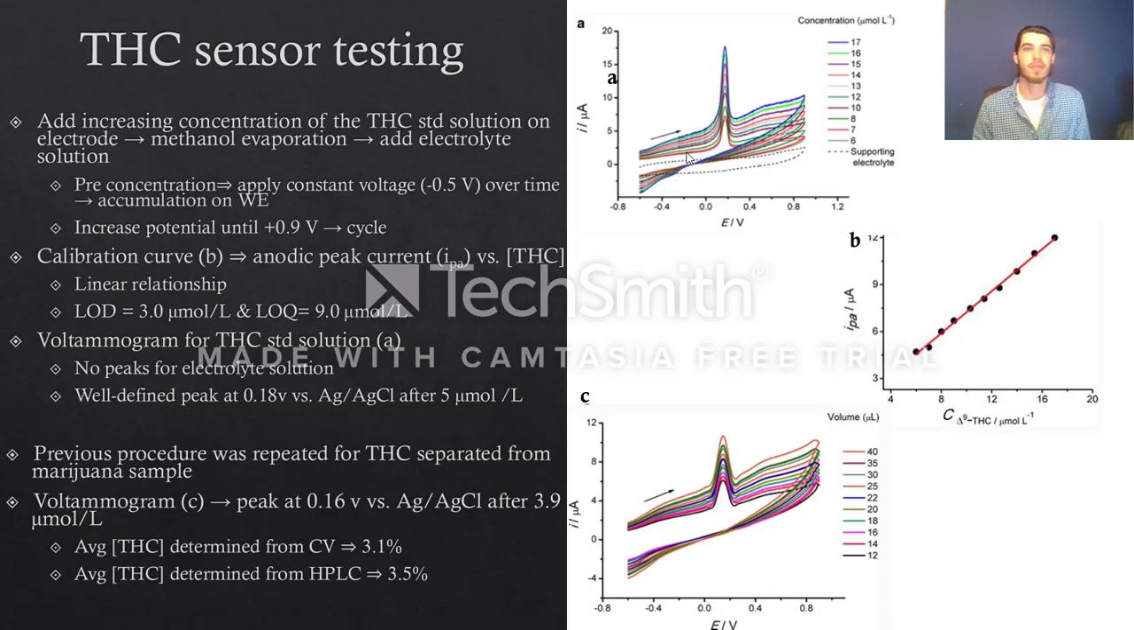the THC molecule. The previous procedure was repeated for the analysis of THC separated from the marijuana samples. The graphs from the addition of the extracted THC showed similar behavior to the standard solution, with a well-defined anodic peak at 0.16 volts versus the silver chloride reference electrode after the addition of 12 microliters, which corresponds to 3.9 micromoles per liter according to the calibration curve.